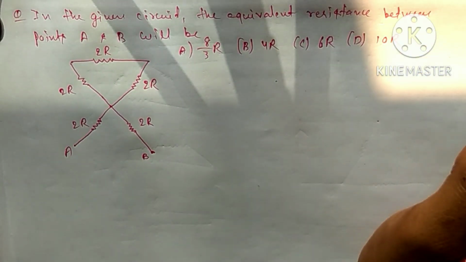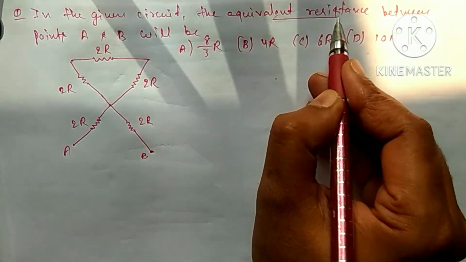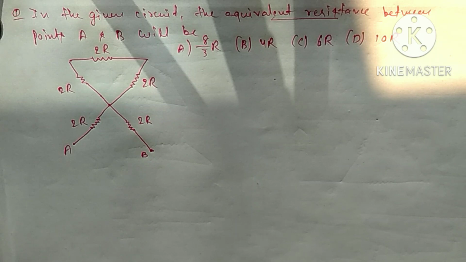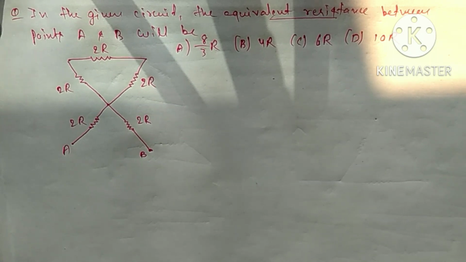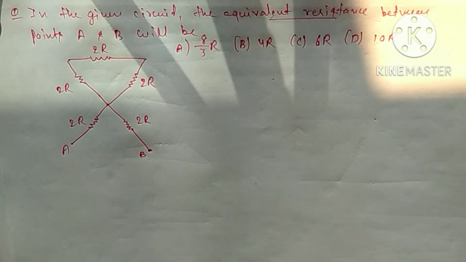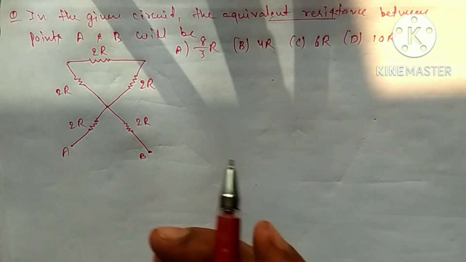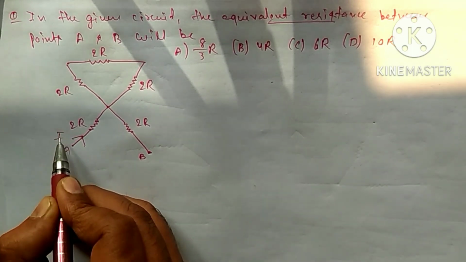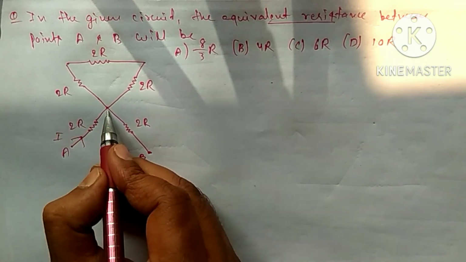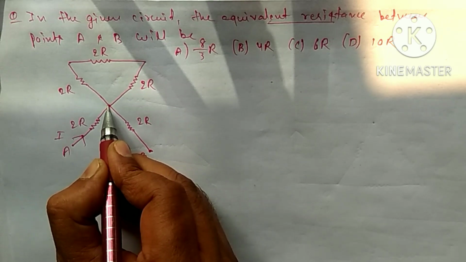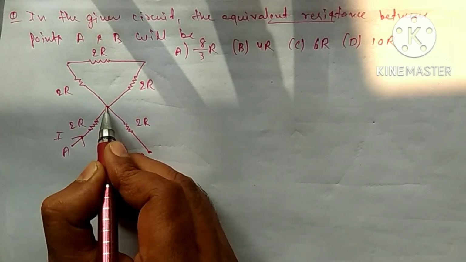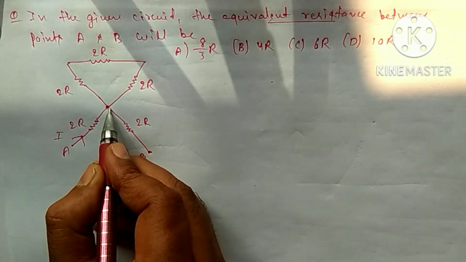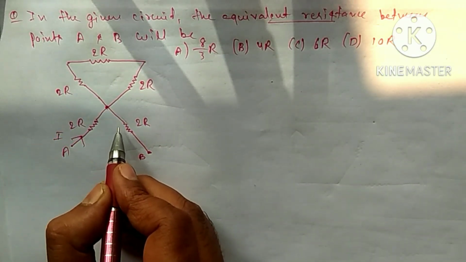In this question we find the value of equivalent resistance between the points A and B. How do we find the equivalent resistance in this question? First we think about a current I going that way. After reaching here, the current I goes this way and again comes to that point.